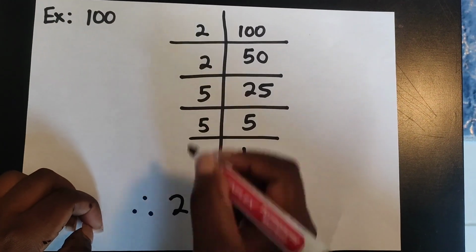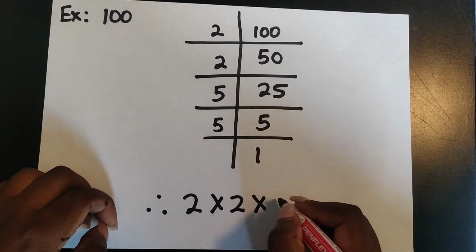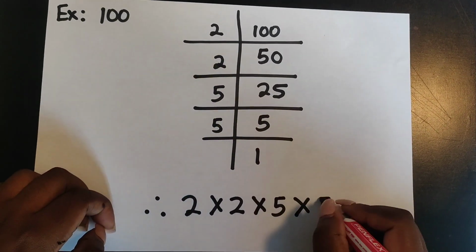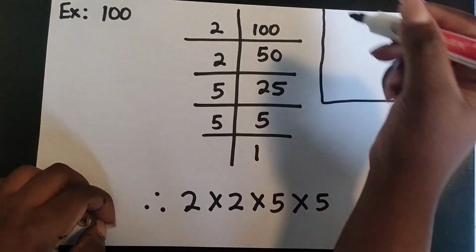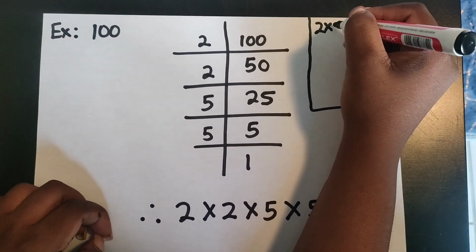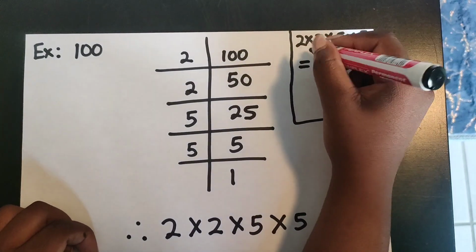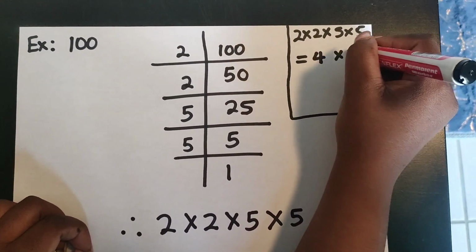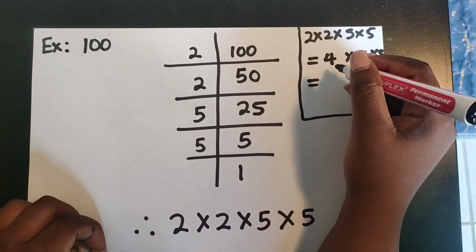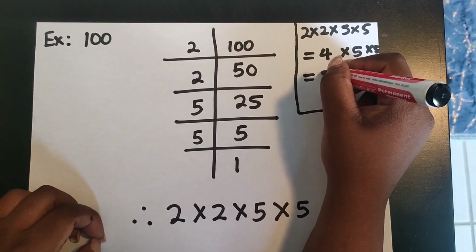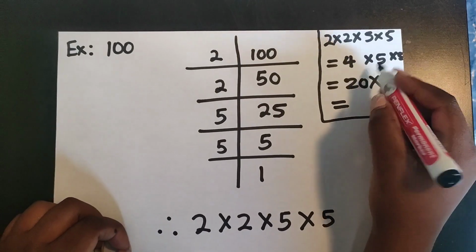Therefore, your answer is 2 multiplied by 2 multiplied by 5 multiplied by 5. Then on the side, you can just check if it's correct. Make sure you erase at the end. Just write it down with your pencil. 2 times 2 times 5 times 5. So 2 times 2 is 4. Then you bring down the 5 times 5. 4 times 5 is 20, times 5. And then 20 times 5 is 100.